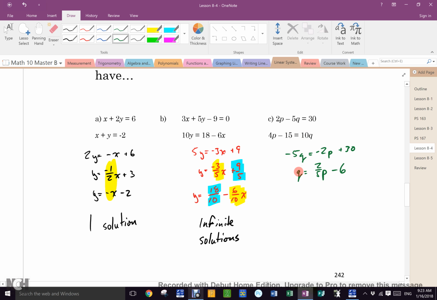Then this one, I got to get Q by itself. So that's going to be Q equals 4 over 10P minus 15 over 10. What do you notice there and there? They're the same. What do you notice there and there? They're different. So they have the same slope, but they're going to cross the y-intercept at a different point, which means they are parallel, which means they have no solution. Everybody cool? And that's it.